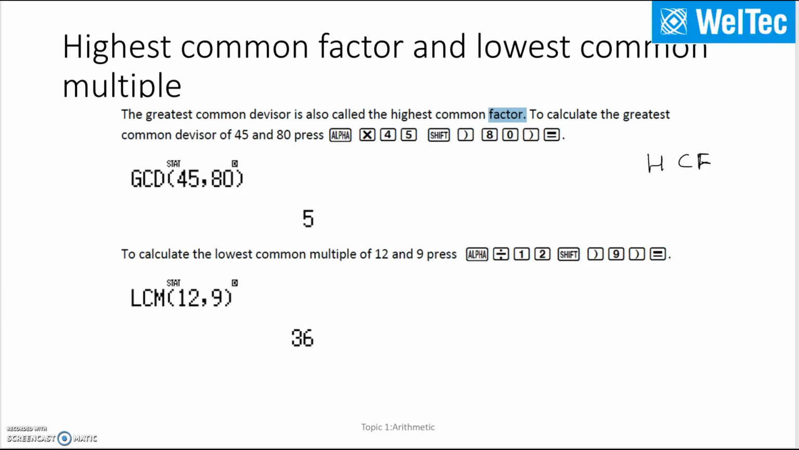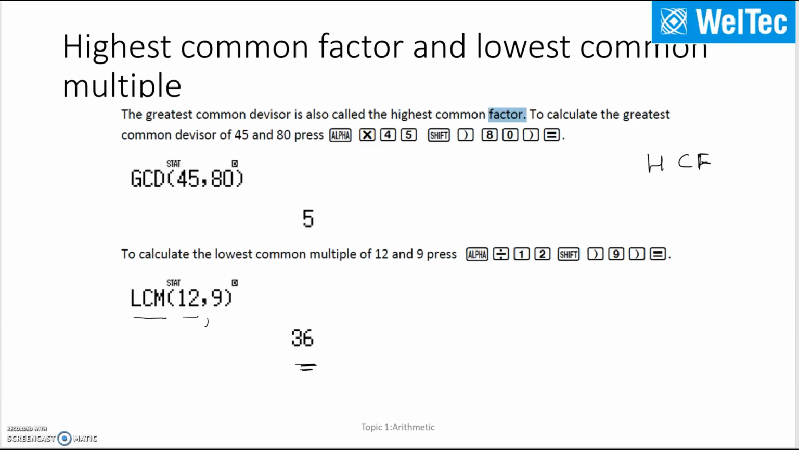Now the least common multiple we can do also on the calculator. So activate the LCM button, then enter 12, then a comma, which is your shift and your right bracket, then 9, then close your brackets and hit equal, and you'll get 36.